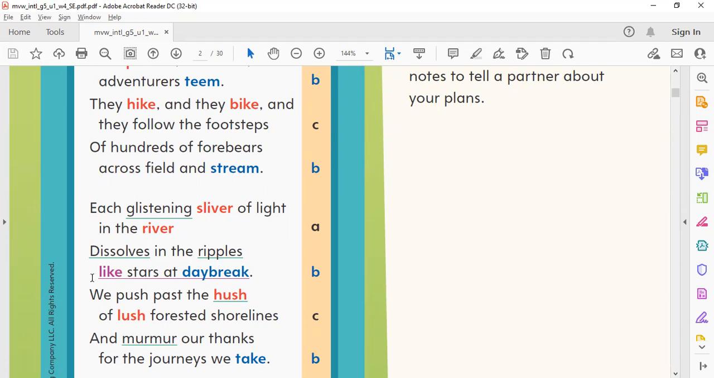As you can see here, ripples like stars at daybreak. This is a what? A simile or a metaphor? We have the word like here. Simile. It's a simile, very good. There's a simile here also.